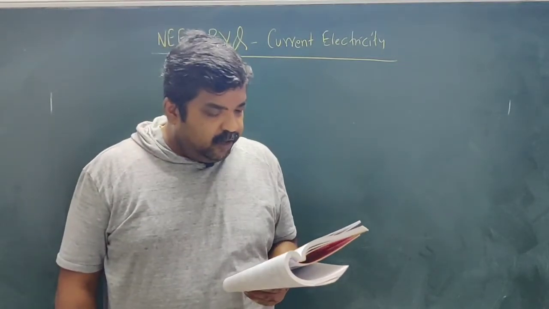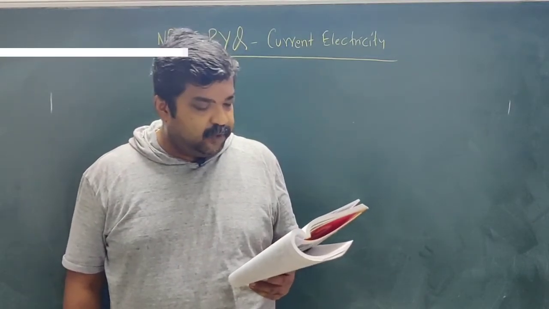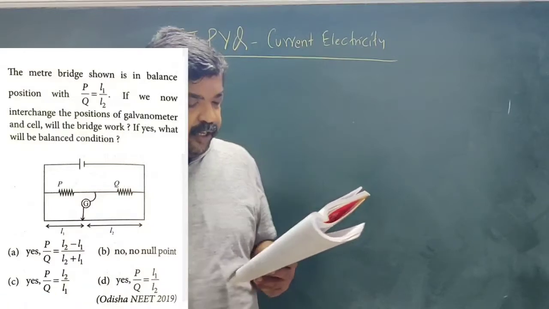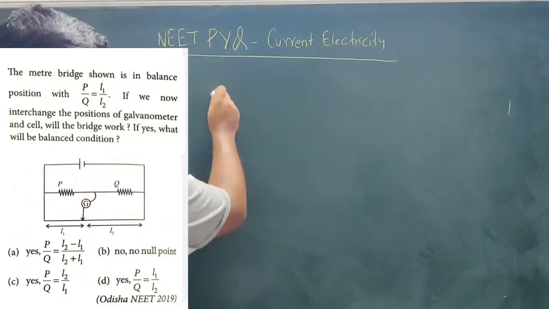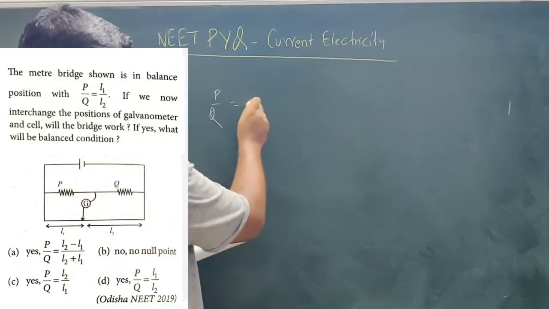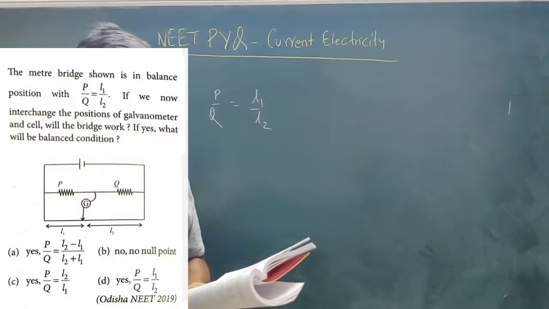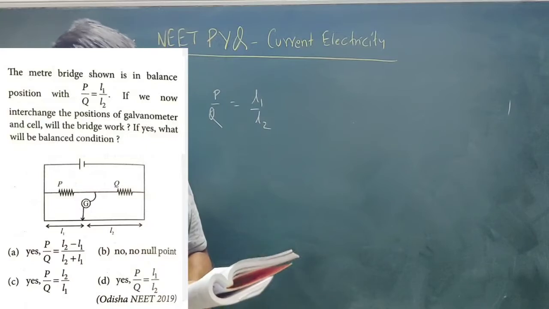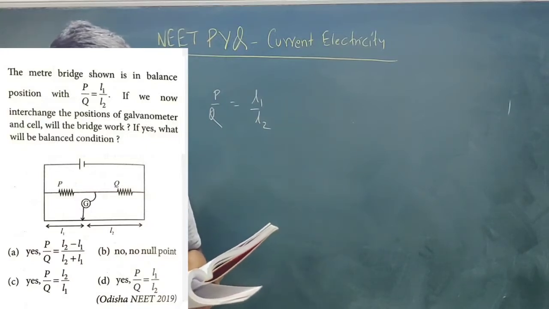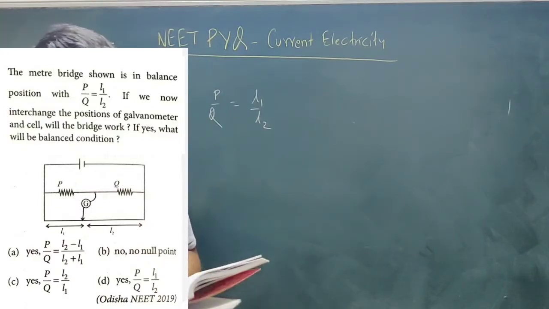So next question, you have a meter bridge, and the balance position is P by Q equal to L1 by L2. If we now interchange the position of galvanometer and cell, will the bridge work? If yes, what will be the balance condition?